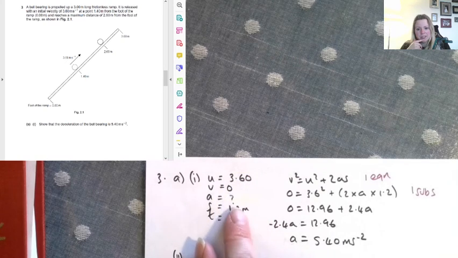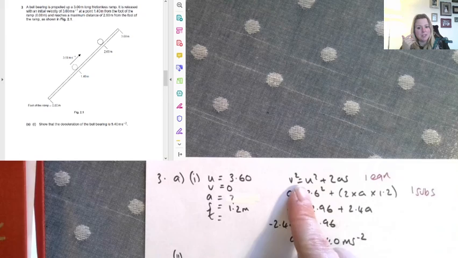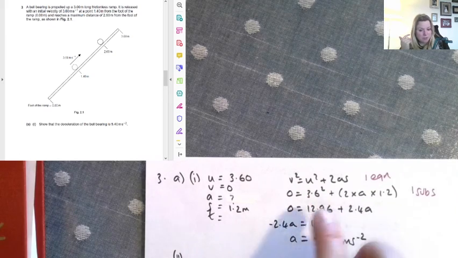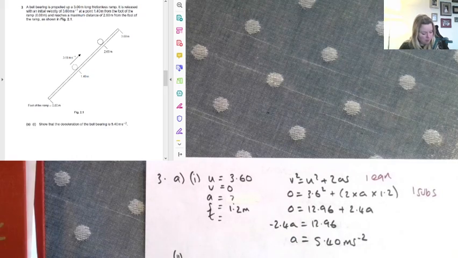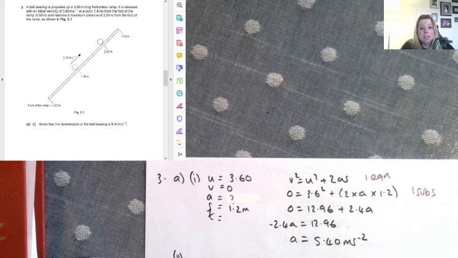So we've got u, v and s, and we're looking for a. So what links those? v squared equals u squared plus 2as. Substitute in your values, do all your rearranging, and you end up getting 5.40. Right.